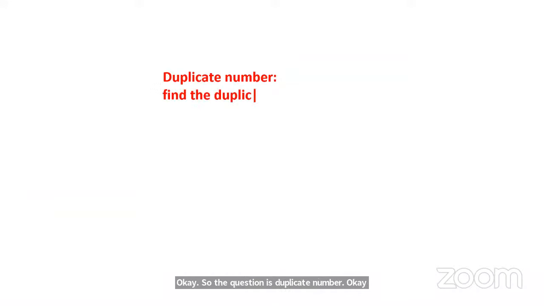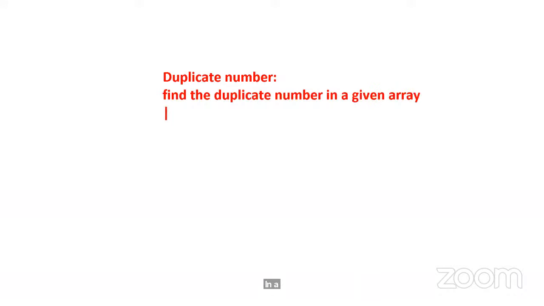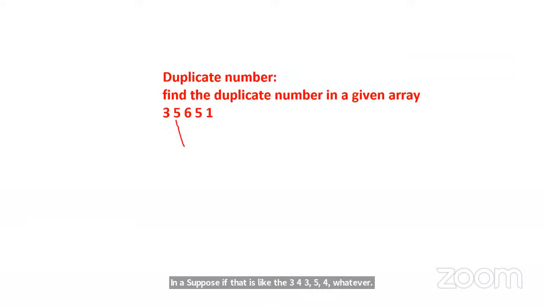Okay, so the question is duplicate number, correct? Find the duplicate number in a given array. Suppose the array is like this: 3, 4, 3, 5, 4, 5, 1. Which number is duplicated? 5 is duplicated, correct? So you have to return the duplicated number as 5. The condition is only one number is duplicated.